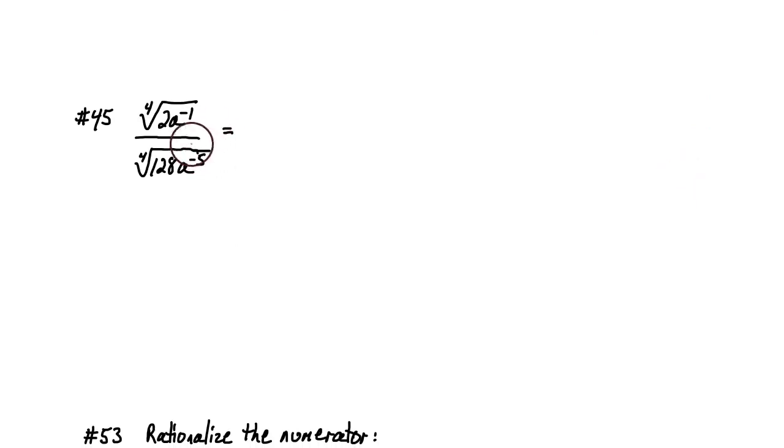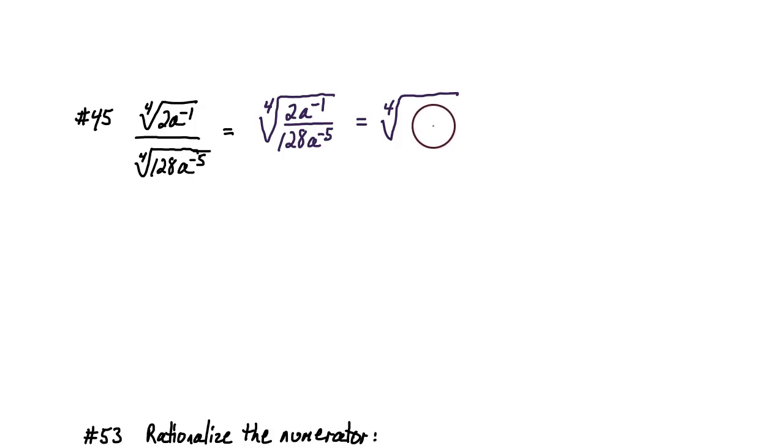Number 45 has all kinds of stuff going on. First, let's put everything under one radical. Now let's do some reducing in there. 2 over 128 reduces to 1 over 64. When you divide the a's, use the rule about subtracting exponents. -1 subtract -5 makes a to the positive 4.